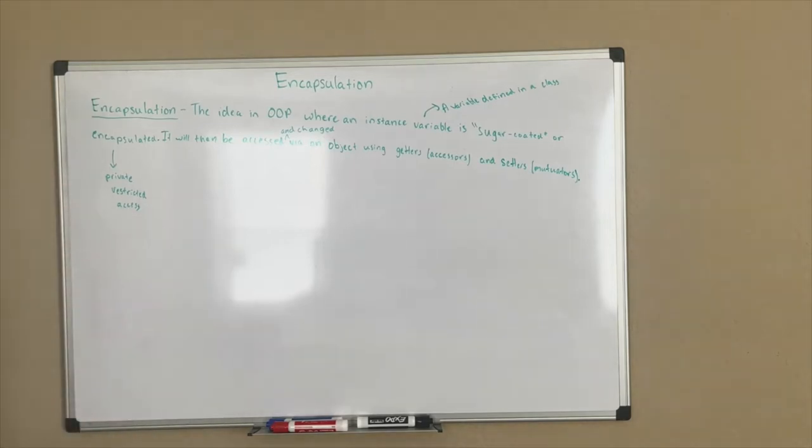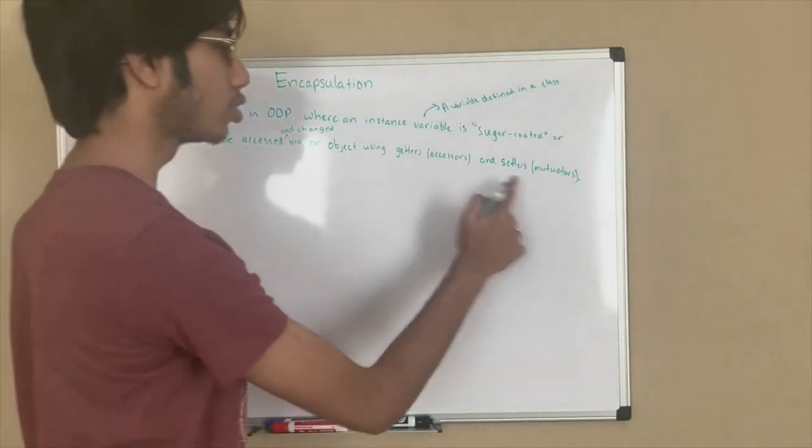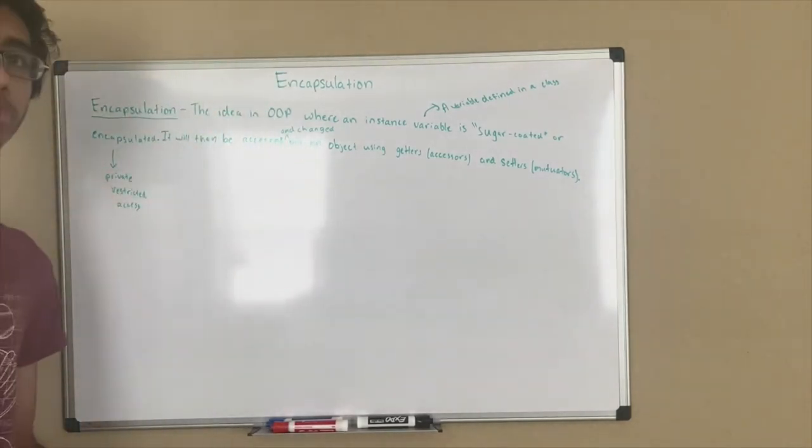The second part is that we access and change the instance variable through an object using getters and setters, because since it's declared private with restricted access, we won't be able to just straightforwardly change it like we normally would. Instead, we have to use getters and setters to do so. By the way, accessors and mutators are just synonyms for getters and setters. I just put that there for those of you in AP.